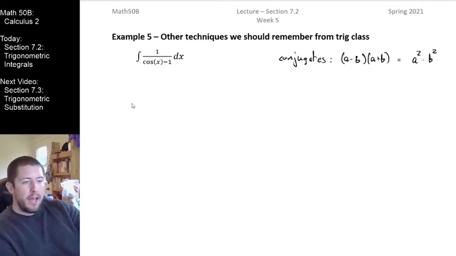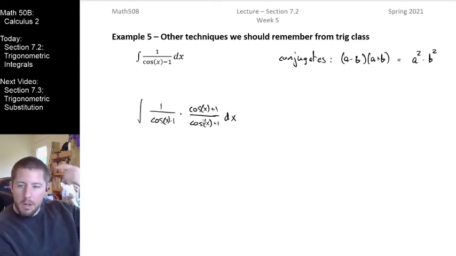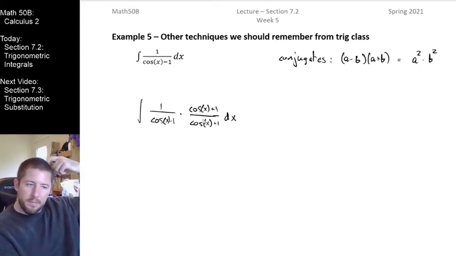So what I want to do with this integrand right here is multiply by the conjugate, cosine of x minus 1, and I'm going to multiply by cosine of x plus 1 over cosine of x plus 1. Right? So all I'm doing is multiplying by a fancy version of 1, so that's a legal multiplication for me to do inside the integrand.